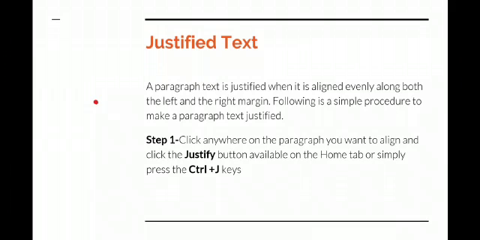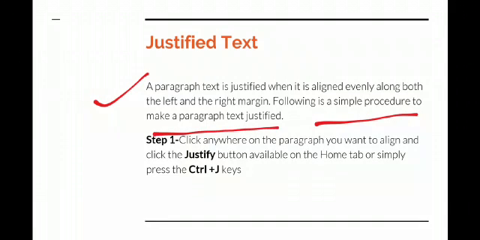Justified alignment. A paragraph text is justified when it is aligned evenly along both the left and the right margin. Following is the simple procedure to make a paragraph text justified.